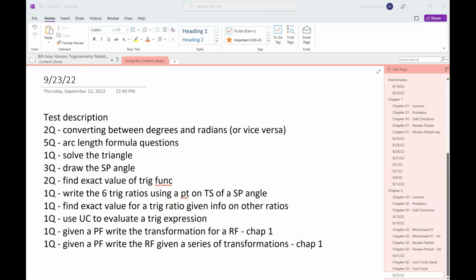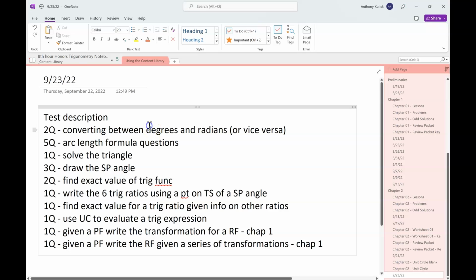Alrighty, let's do it. Test description. You're going to have 2 questions where you're converting between radians and degrees. What do you need to have memorized to do that? The conversion factor, right? Pi over 180 or 180 over pi, depending on which way you're going.